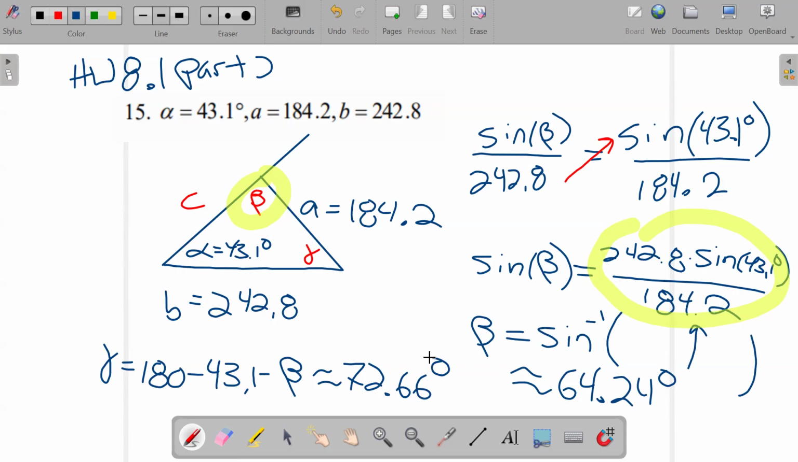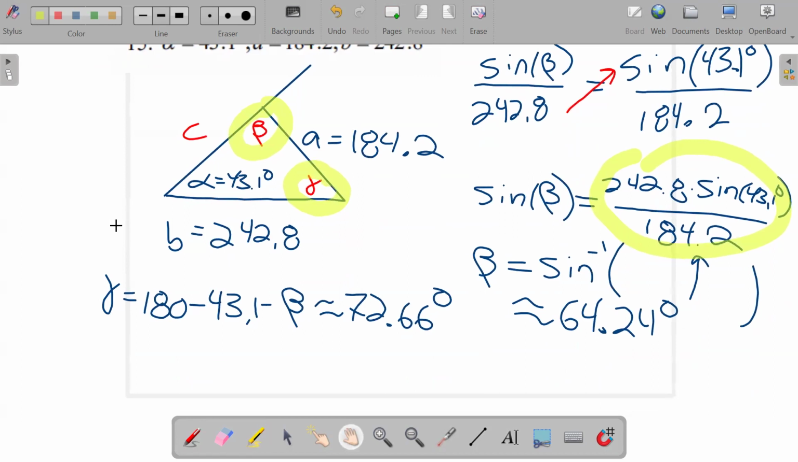All right, so I've got beta, I've got alpha, and now I've got beta and gamma. Now I can go find C. I'm just going to stick with the law of sines to find C. I could use law of cosines, but that's more complicated. So to find C, I'm going to flip and say C over the sine of gamma. And I'm just going to call it gamma because I'm going to use the number in Desmos, so I don't have to worry about rounding.